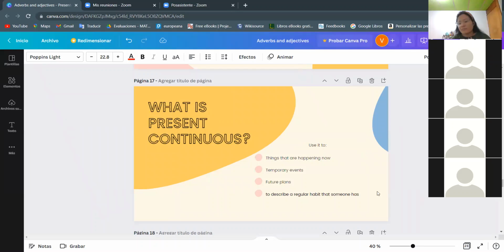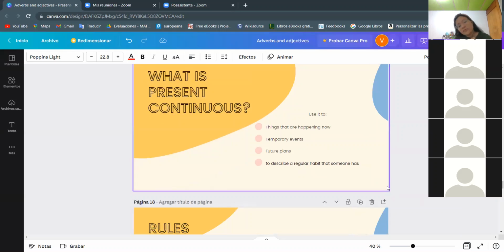Let's see, Carlos. When do we use the present? What's the case for which we're studying present continuous? Future plans, temporary events. Mhm. Things that are happening now, and describe a regular habit that someone has. Okay, good. But which one are we focusing on? Sorry, which one are we focusing on? On the verb. No, which one of these 4 are we focusing on?